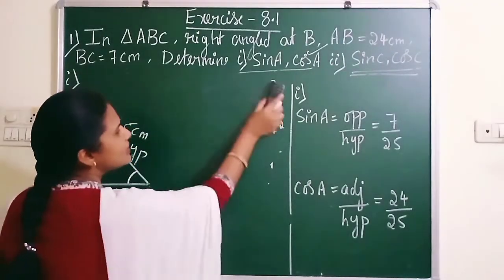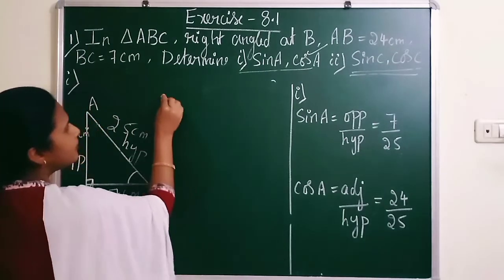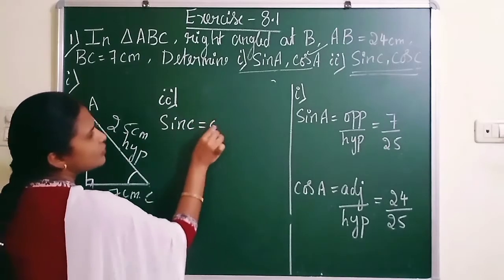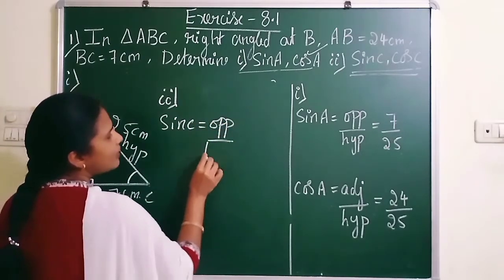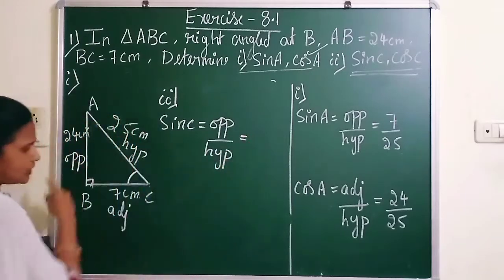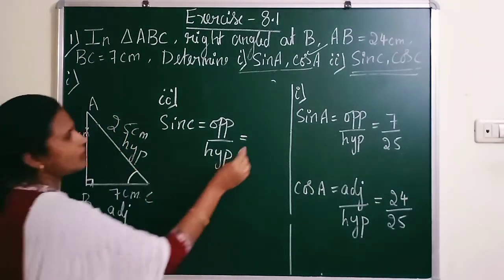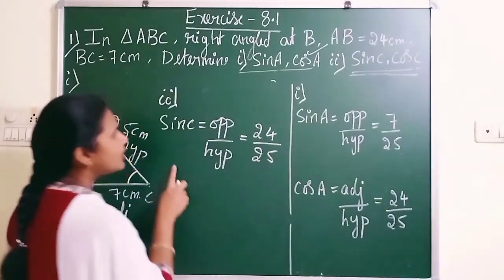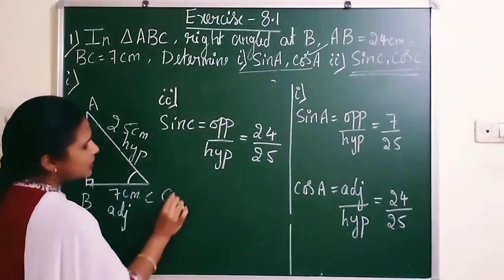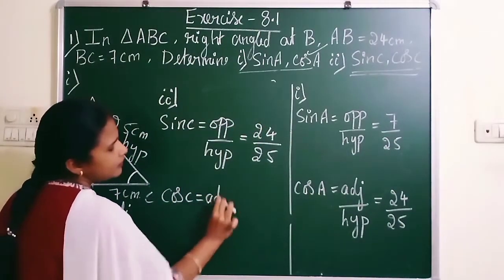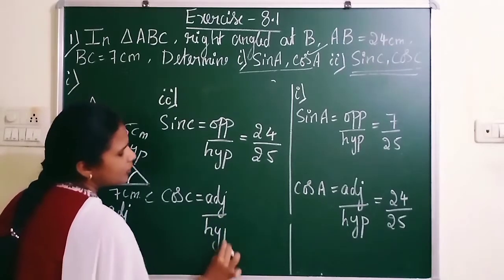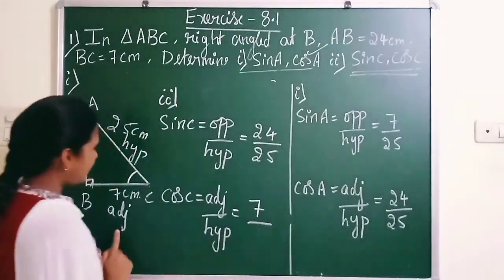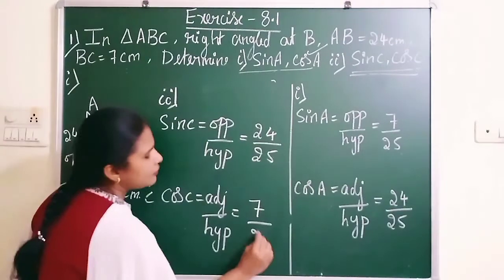Now what I have to find in the second sub question? I have to find sin C and cos C. So what is sin C? As you know, sin C is opposite by hypotenuse. So according to this, what is opposite? Opposite is 24 divided by hypotenuse, which is 25. So in this way I got sin C. And the next question is cos C. So what is cos C? Adjacent by hypotenuse. So what is adjacent here? Yeah, adjacent is 7 divided by hypotenuse, which is 25.